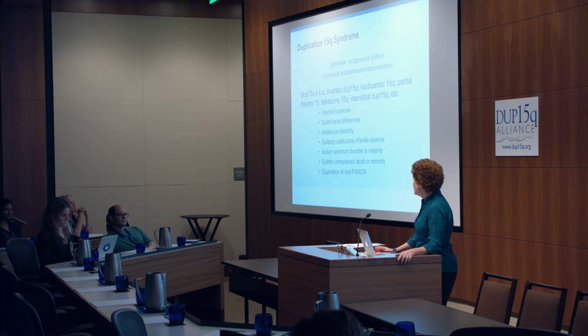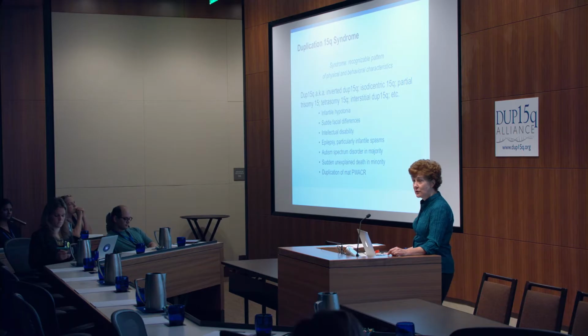So in terms of a syndrome, obviously it's a recognizable pattern of physical and behavioral characteristics, and when you have primary characteristics of autism or developmental disability, that overlaps with so many other things. I think that's where the question came up, is this truly a recognizable syndrome? But there are other features as well.